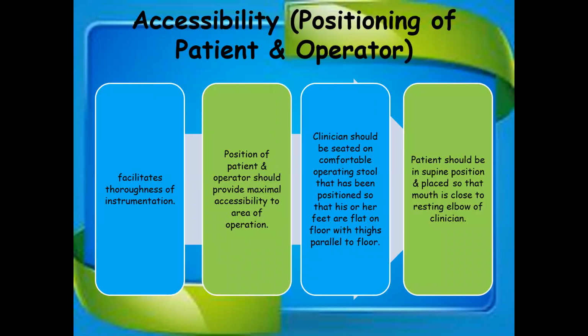So coming on to the first principle of instrumentation, that is accessibility, which includes proper position of the patient as well as the operator. The accessibility should facilitate thoroughness of instrumentation, and it should provide maximum accessibility to the area of operation. The clinician should be seated so that his feet are flat on the floor and thighs are parallel to the floor. Patient should be in supine position and placed so that the mouth is close to the resting elbow of the clinician.